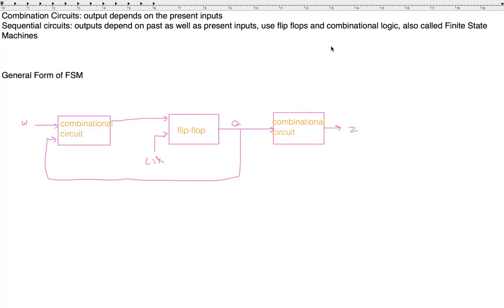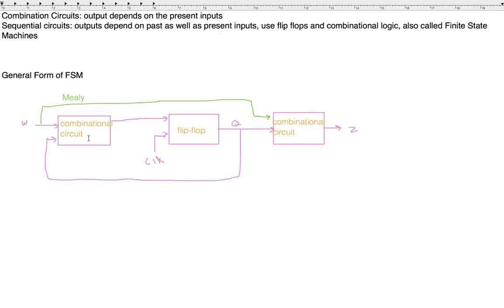For Mealy types, what we need to recall is that the input also goes to the combinational circuit at the output. So this is for the Mealy type. We're going to see it depends on the present input as well. We have a combinational circuit at the start and one at the finish, and they depend on the present inputs. Then our sequential circuit is where we have flip-flops and combinational logic, which is this middle block.